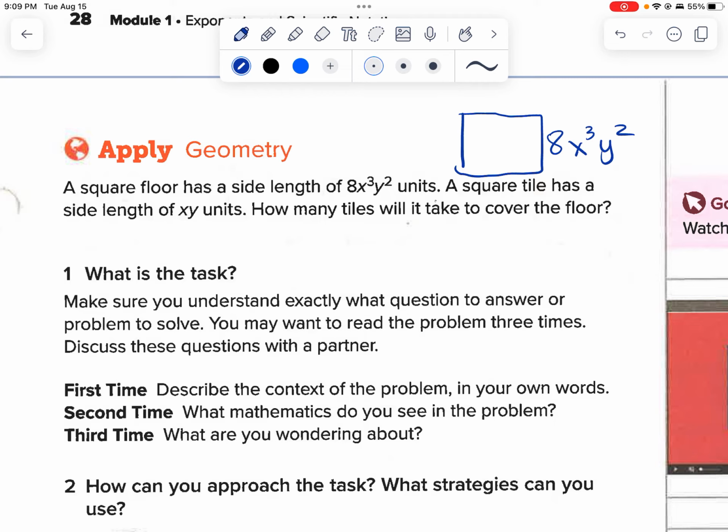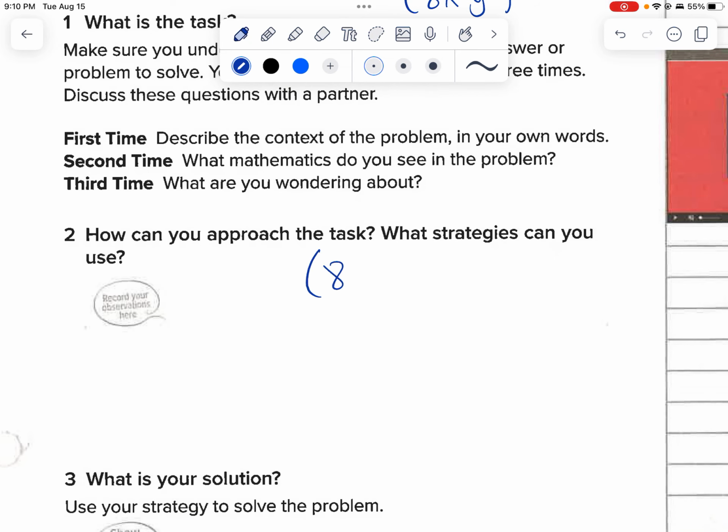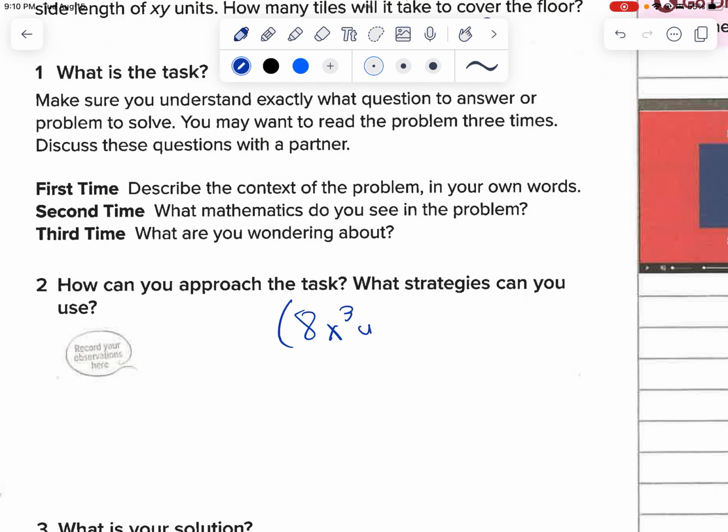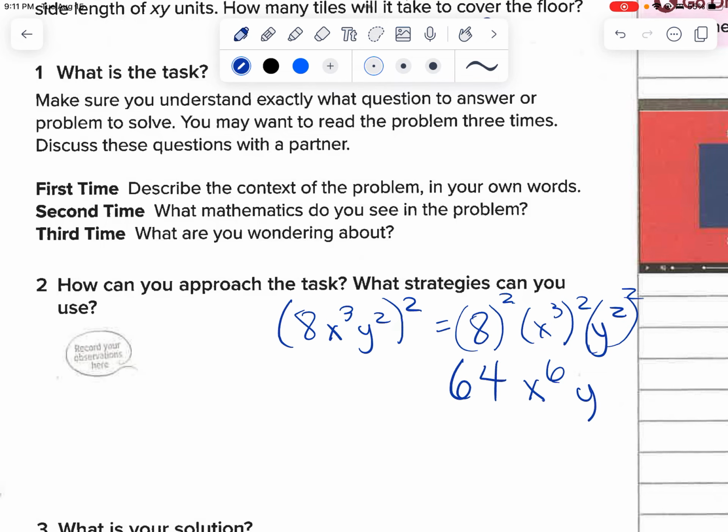Okay, so the floor has a side length of this, so that means that this right here is that. So we probably ought to find the area of that. So also, the area is equal to side squared. So if I'm looking at that, I'm going to take 8x to the third y squared, and I'm going to square it. And I'm going to take that down here just because I have more space. So I get 8 squared, x to the third squared, y squared. When I do that, 8 squared is 64. This would get me 6, and this would get me 4.